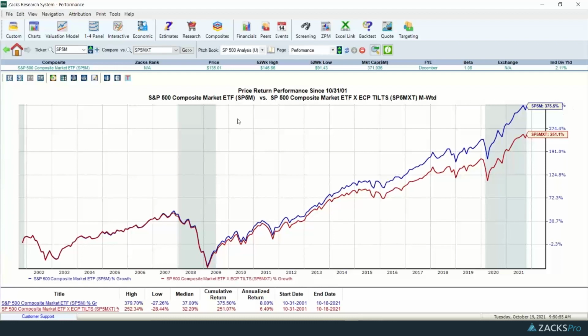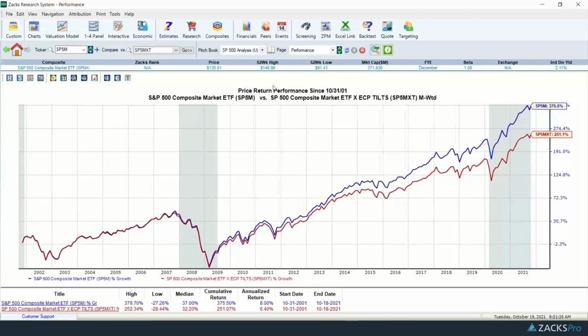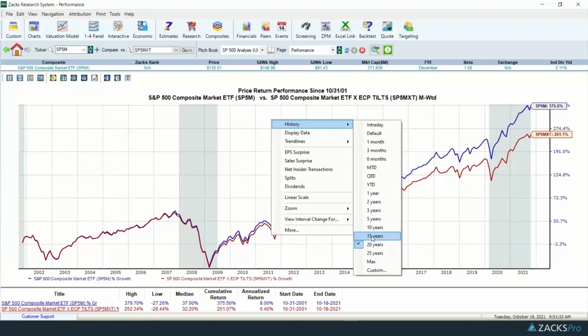You can see on average, and I speak in terms of averages because when we look at composites, we're really looking at market-weighted averages. So these are your market-weighted average stock in the S&P 500 returning 375%, whereas if you remove the 6 ECP mega cap tech names and reweight the S&P 500 without those 6 names, remember those 6 names represent 23.5% of the S&P 500, you get something very different. Only 251% on average is the price performance over the last 20 years versus 375.5% when you add those 6 names back in.